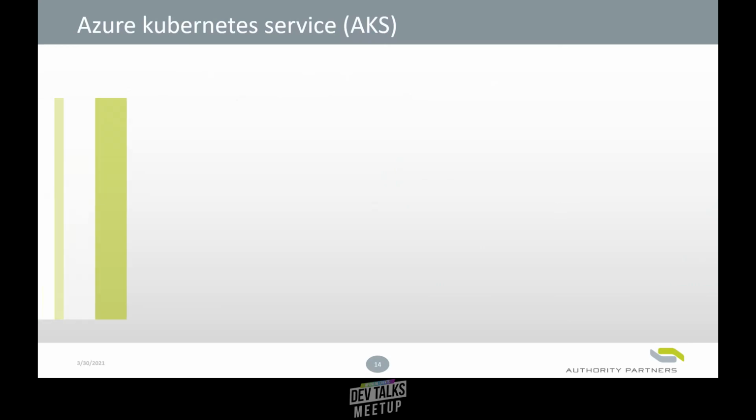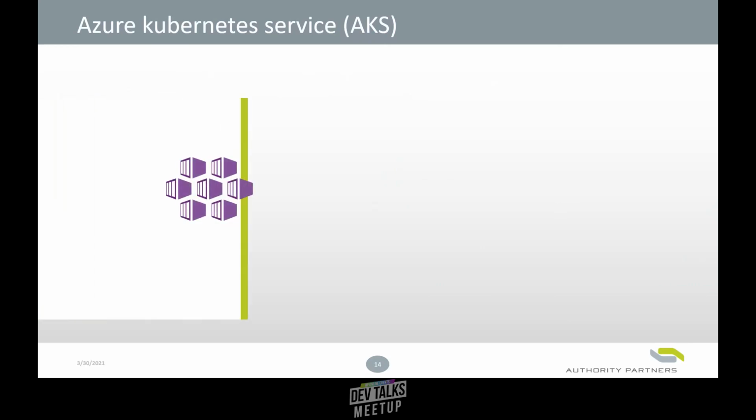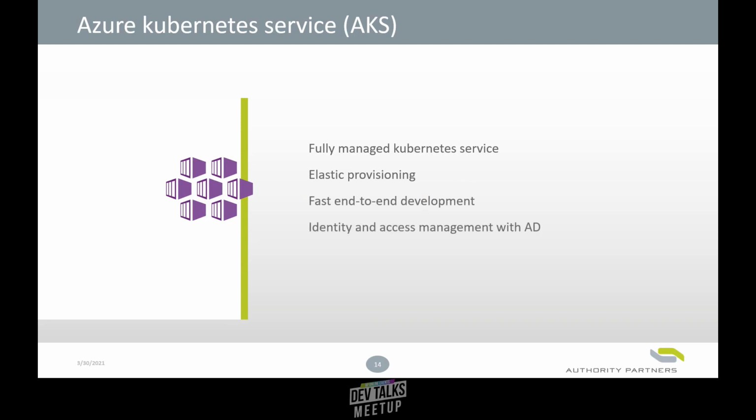Azure Kubernetes Service offers really great things. It's a fully managed Kubernetes service. It has everything built in: the orchestrator, DNS servers, service discovery, everything is already in there. It allows elastic provisioning, so we can scale out, scale in whatever we want. It has fast end-to-end development, and it can be managed.